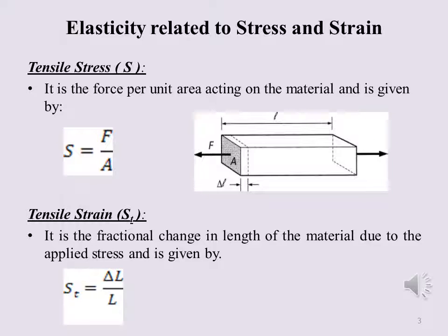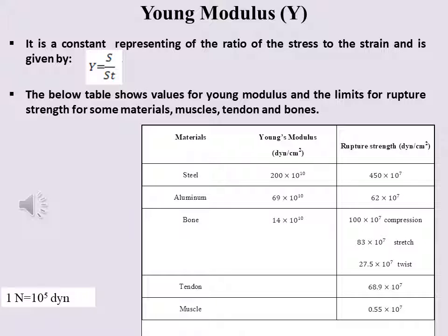Note: stress represents the action and strain represents the reaction, according to Newton's third law. Young modulus, Y. It is a constant that depends on the material type, representing the ratio of the stress to the strain, and is given by the following equation.